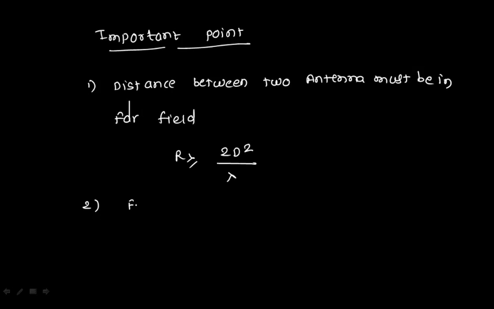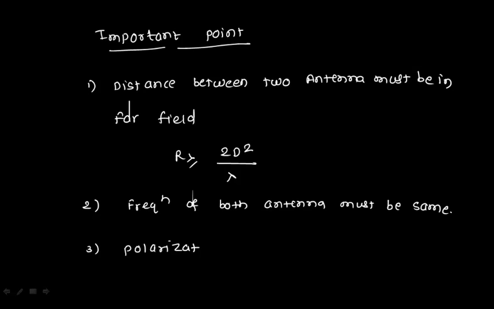The second condition is that the frequency of both antennas must be the same. One is transmitting at some frequency, the other is made for a different one, it will not work. The polarization of both the antennas must be the same. So these must be the characteristics whenever you are talking about the measurement of the radiation pattern. Your transmitting and receiving antenna must satisfy these three conditions: it must be in the far field region, their frequencies must be same, and their polarization must be same.